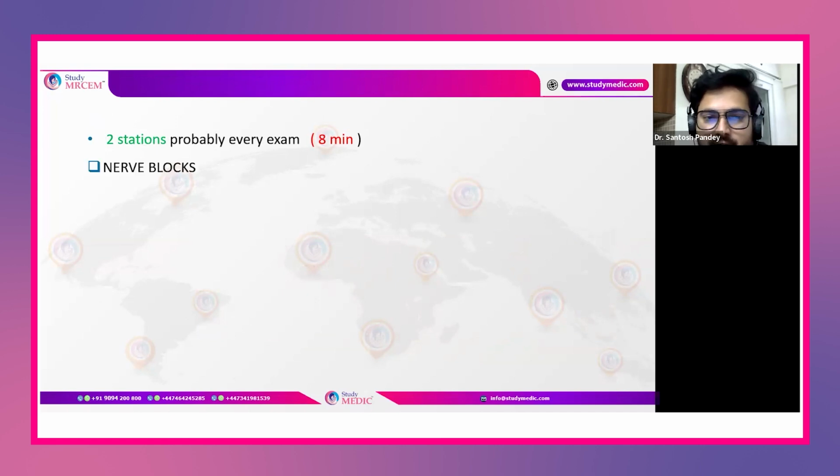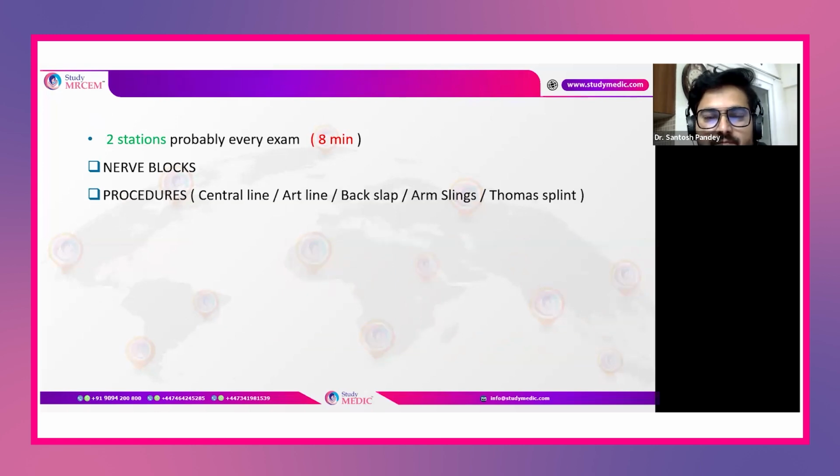Most commonly, nerve blocks are very common in the recent exams. Usually they go from easy to difficult, such as the inferior alveolar nerve block and the femoral nerve block, so you should be ready for everything. Then the procedures are more common. Most commonly asked in the exams are back slab application, arm sling application and Thomas splint, and usually they ask for the central line and the arterial line also. You should be ready with these procedures too.